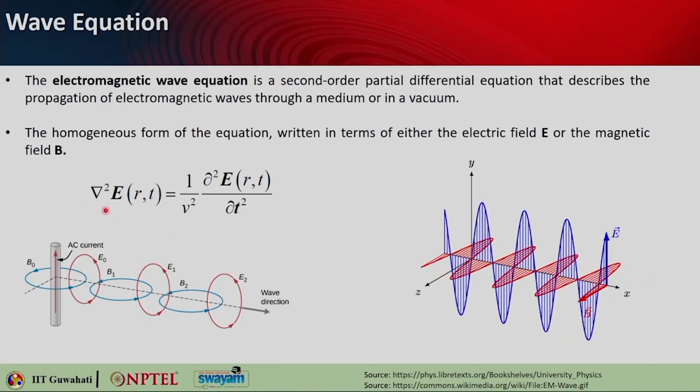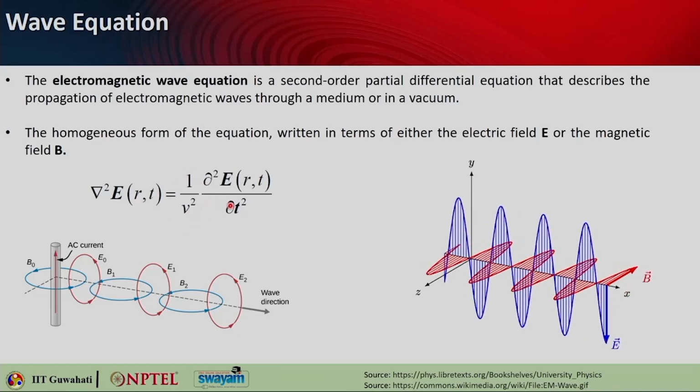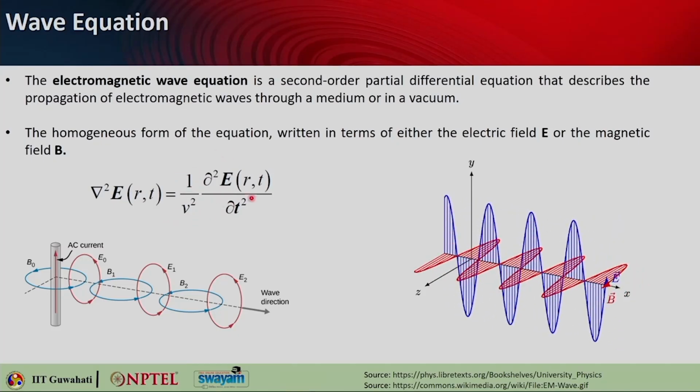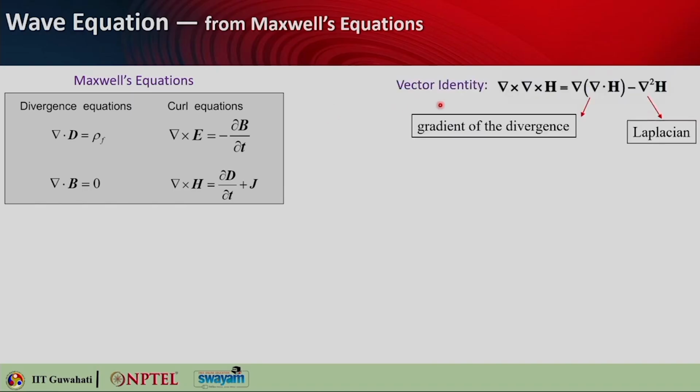It is written as del square E equals 1 over v square times the second derivative of the electric field with respect to time. Now our goal here is to determine how the wave equation is derived from Maxwell's equations. To start with, let us look into this vector identity: the curl of the curl of a vector is nothing but the gradient of the divergence of that vector minus the Laplacian of the vector.